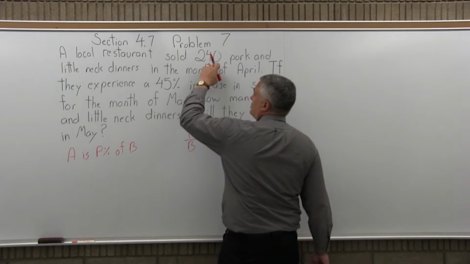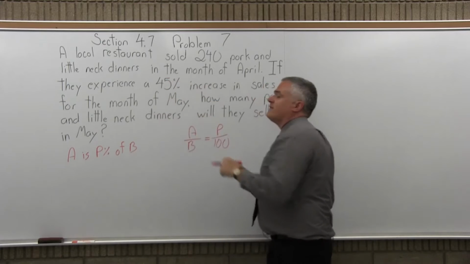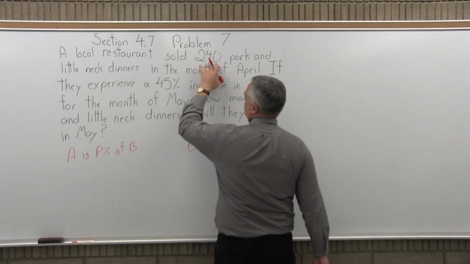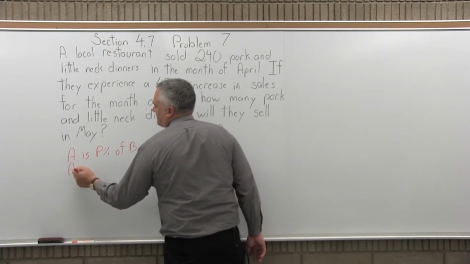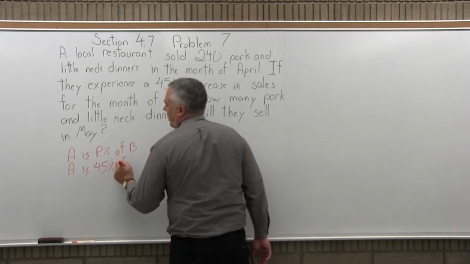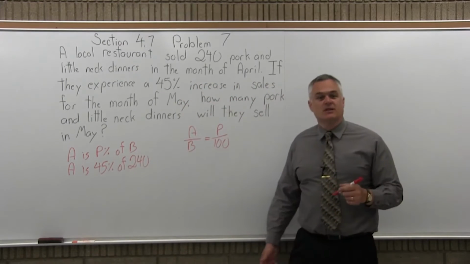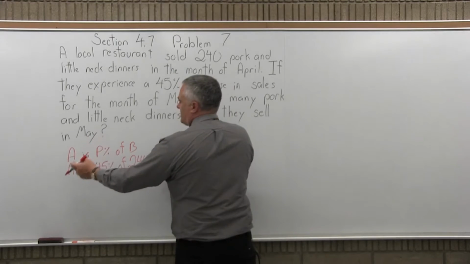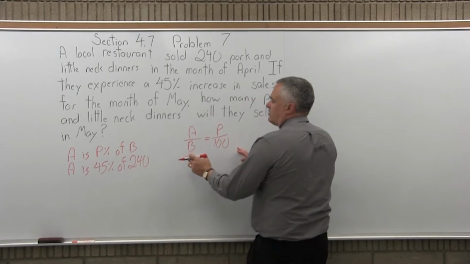So, they sold 240 dinners overall in 1 month. The next month they sold 45% more. So I want to know what number is 45% of that 240. So what number, I'll just leave that as A, is 45% of 240. That'll tell me how many more dinners they'll sell in the month of May. So now that I have it written in that form, A is 45% of 240, I can plug it into my formula.